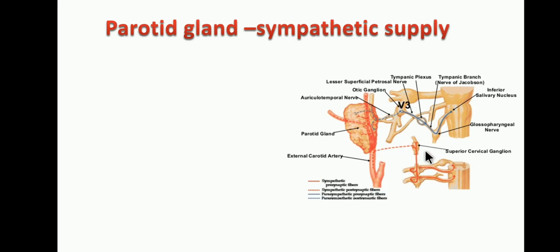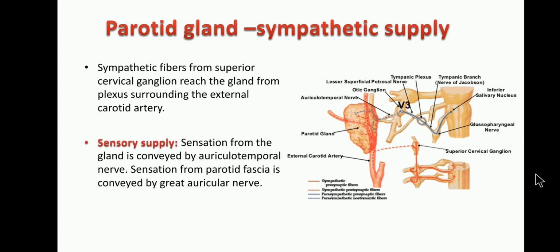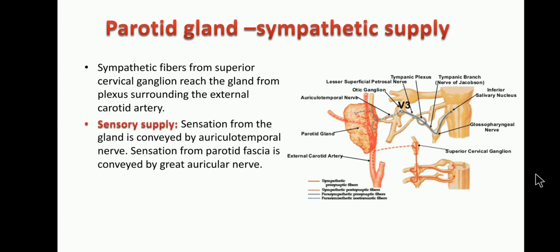Postganglionic fibers from here travel via the plexus around the external carotid artery and then reach the gland. So the sympathetic supply is from the inferior cervical ganglion. Preganglionic fibers are from the lateral horn cells of the upper four thoracic segments. Sensory supply is by the great auricular nerve.